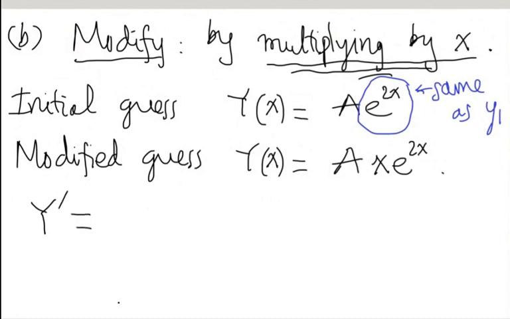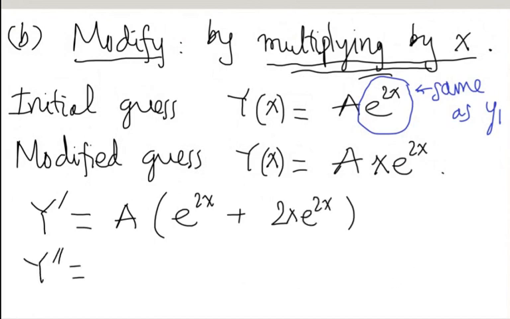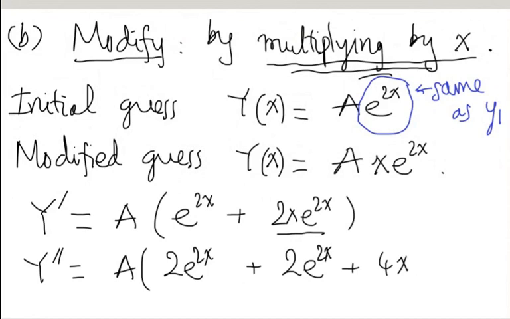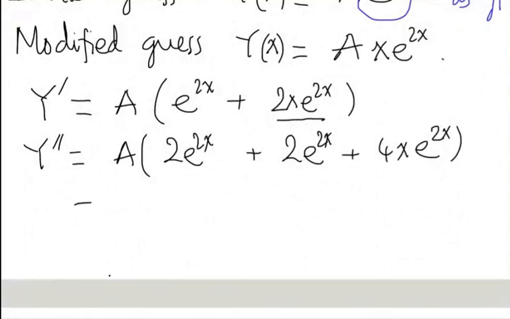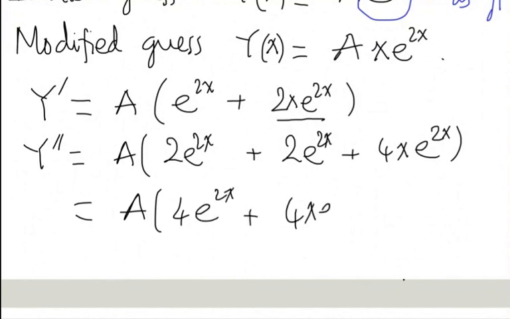Knowing this, we can take the derivative. A is a constant. Use the product rule. We have e to the 2x plus 2x e to the 2x. Second derivative, 2e to the 2x here, plus, by the product rule, 2e to the 2x plus 4x e to the 2x. You should pause the video and try to do the calculation yourself here. Simplify to 4e to the 2x plus 4x e to the 2x.